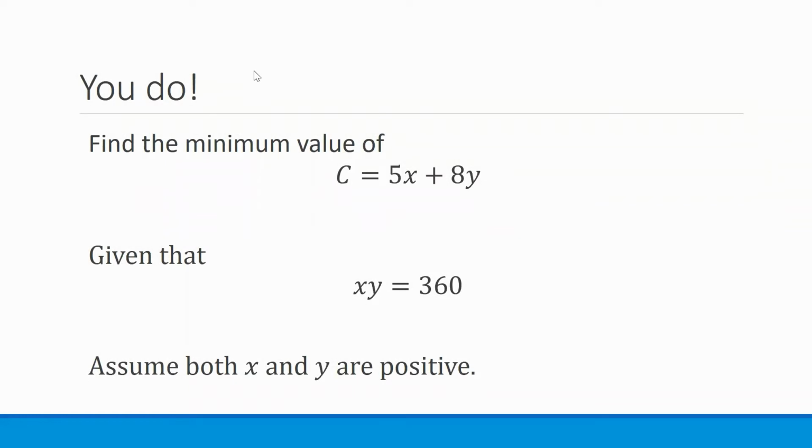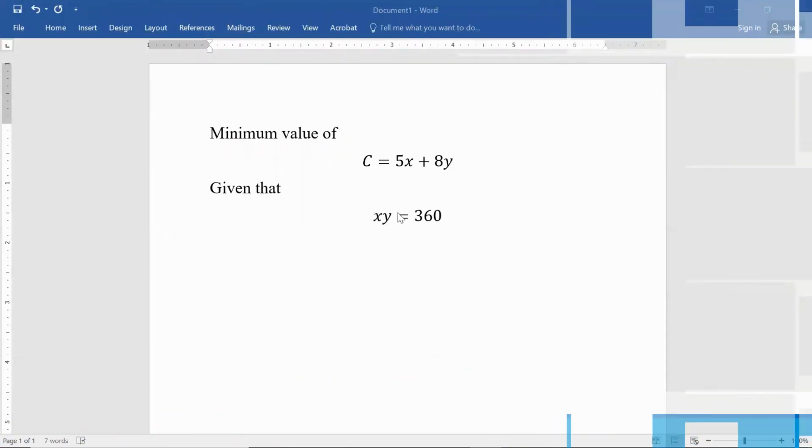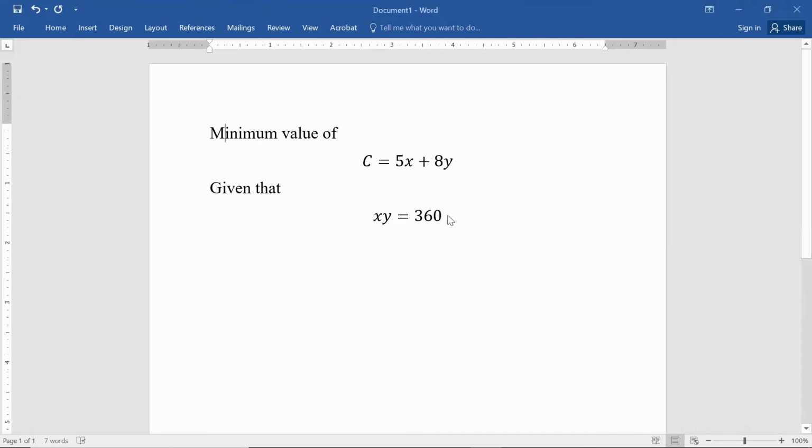So let's do this problem. We want to find the minimum value of c equals 5x plus 8y, given that x times y equals 360. We are also going to assume that both x and y are positive numbers. This problem works a little bit differently, although it works in a very similar manner, just the derivative is different.